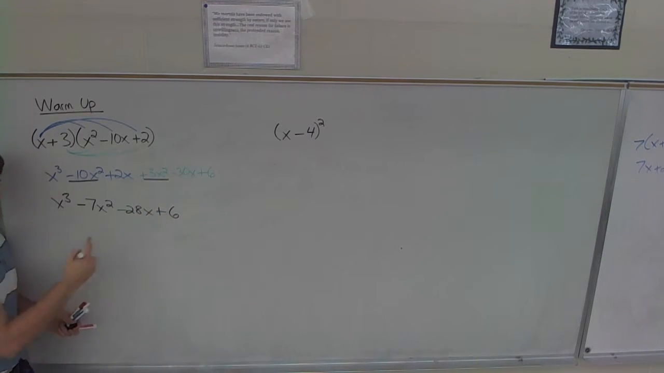All these things are unique, different kinds of things. We've got x cubed things, x squared things, x things, and constant things.